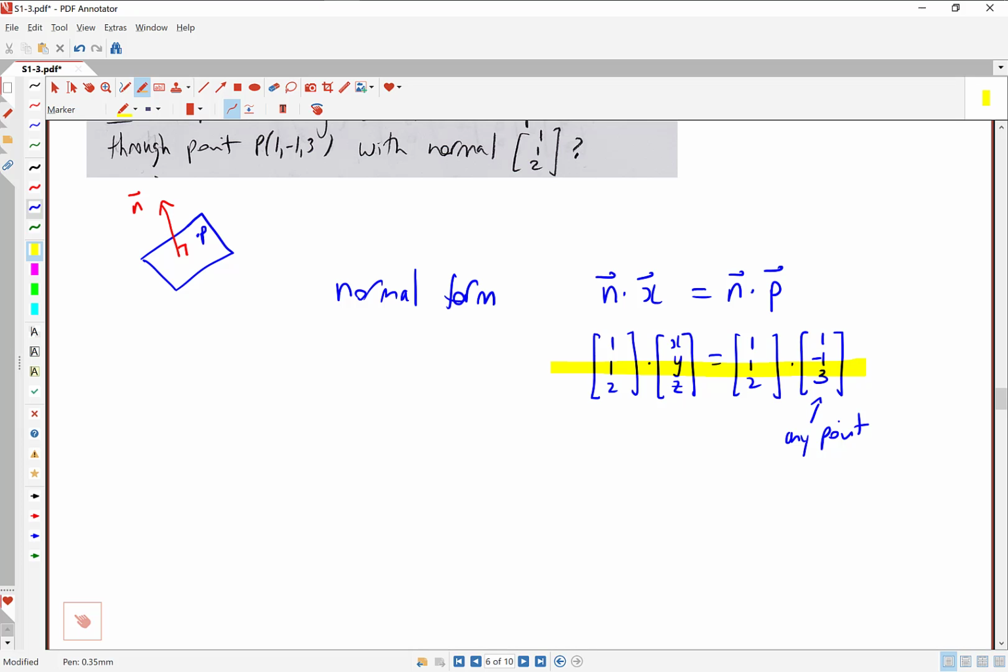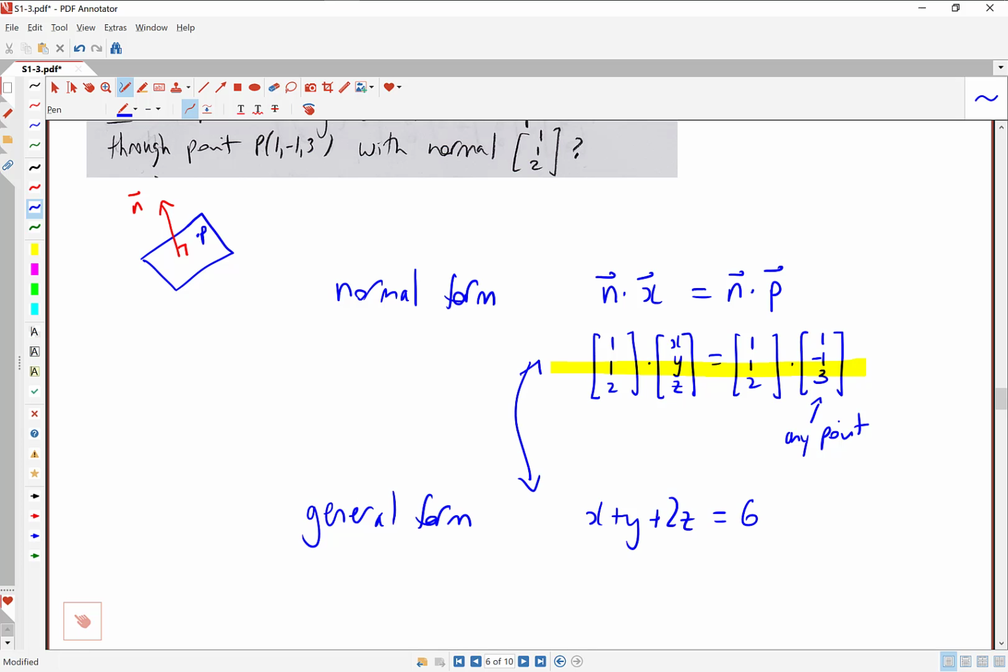And then if we expand this, then we get the general form. So expand the dot product on the left, we'd have x plus y plus 2z. Expand the dot product on the right, we'd have 6. So it's quick to move between these two forms. You move down into general form just by expanding. And if you had general form and you wanted to go into normal form, remember the normal vector just comes from the coefficients. So we can look at this general form here and we can say, oh, the normal vector is (1, 1, 2).